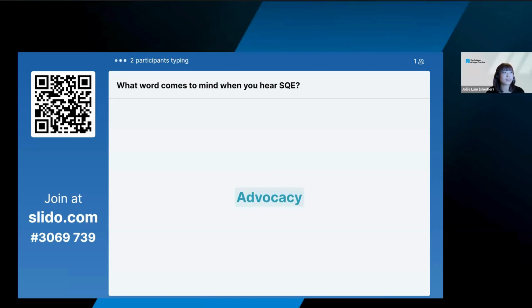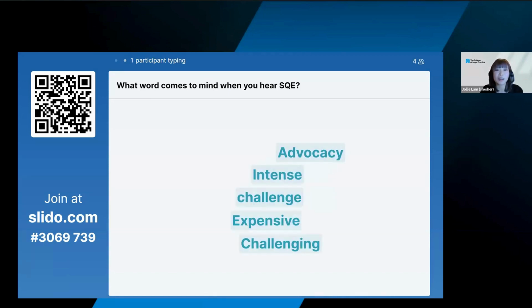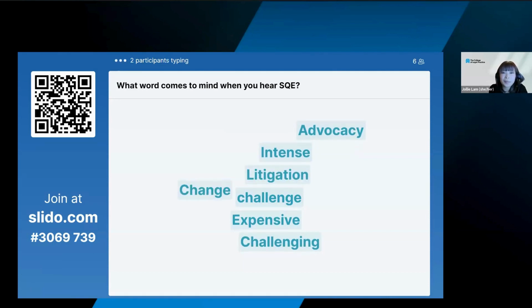Okay, that's great. I can see the first answer, advocacy. Any other answer? Okay, I can see that people are actually typing. That's really handy. Intense, very challenging, very expensive. That's really interesting to see. Any more? That's a change, of course, from the LPC to the SQE route. That's quite a big change as well. Any others?